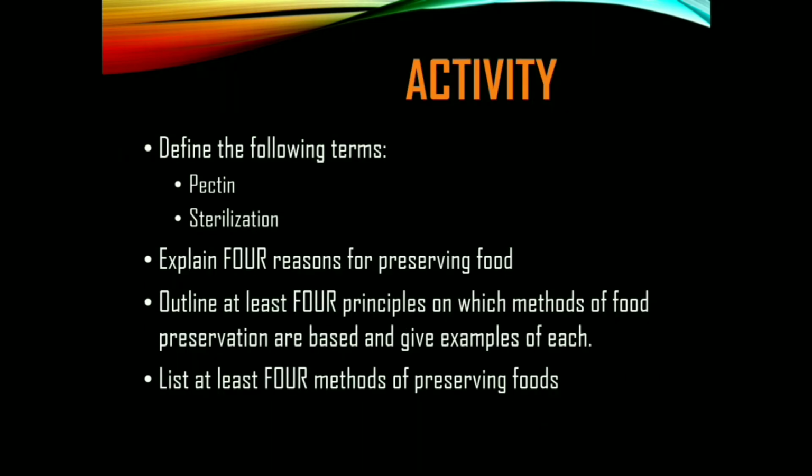preservation. Activity. Define the following terms: pectin, sterilization, and let me also add blanching as a bonus. Explain 4 reasons for preserving food. Outline at least 4 principles on which methods of food preservation are based and give an example of each principle. List at least 4 methods of preserving foods. Good luck!